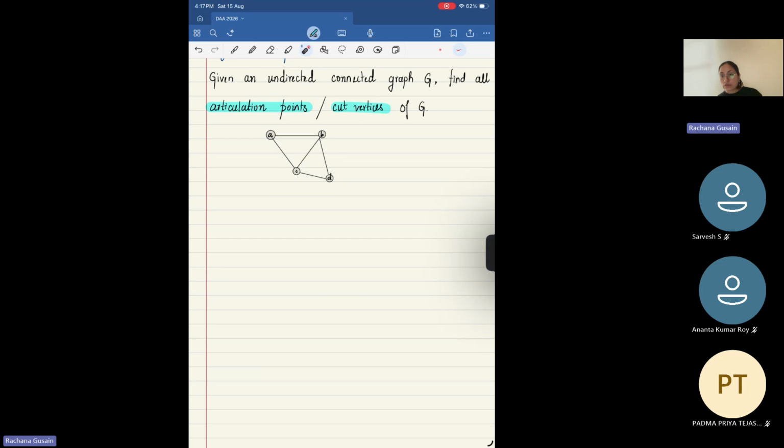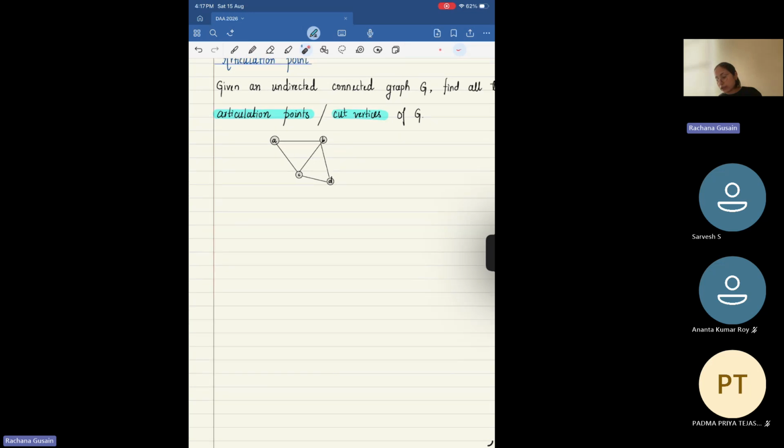Sarvesh, you were also saying something? Ma'am, I had a small doubt in the connected graph concept. Here A and D are not connected. Are they connected? A and D, there is a path from A to D. By connected, we mean there must be a path. It's not that there is a direct edge between A and D. There must be a path between them.